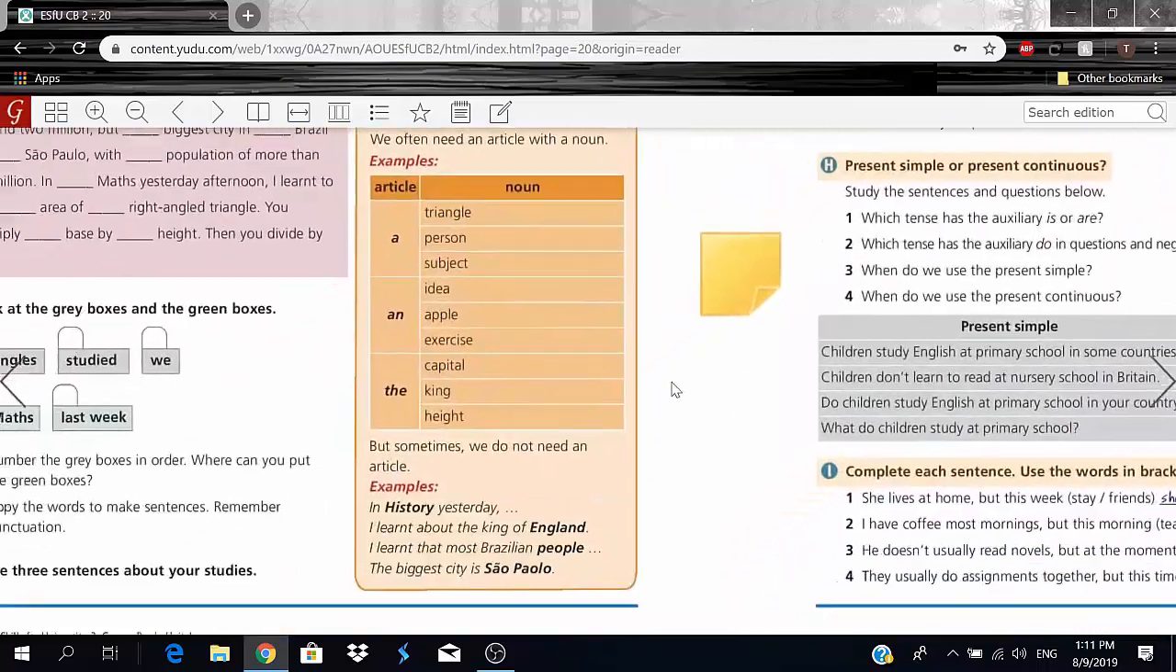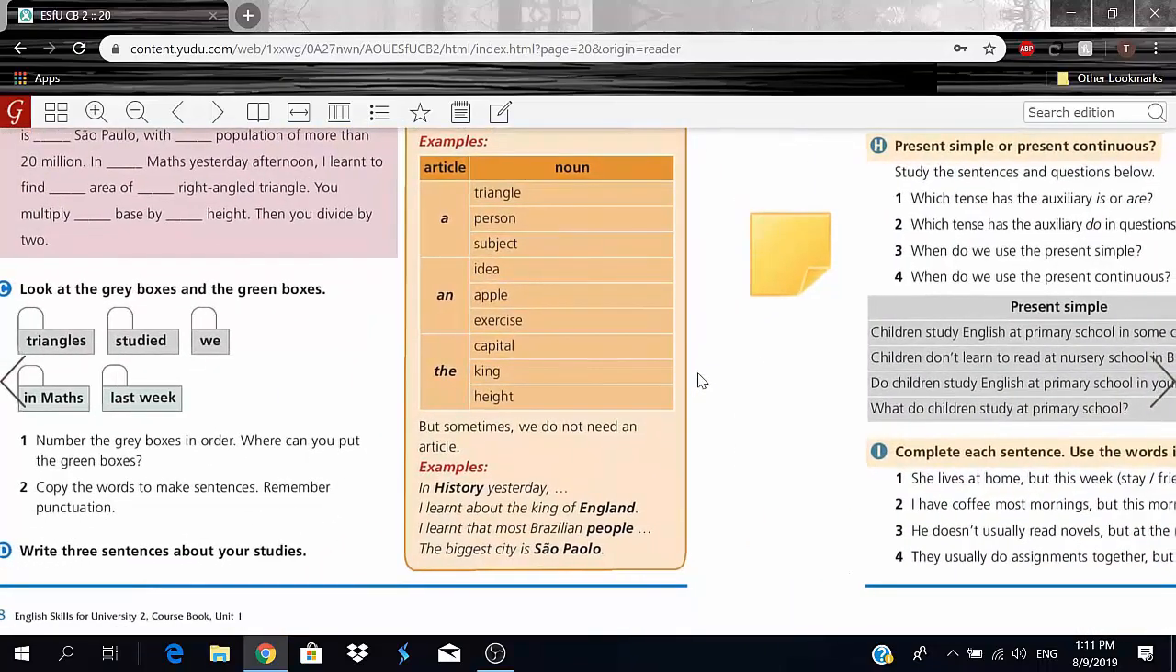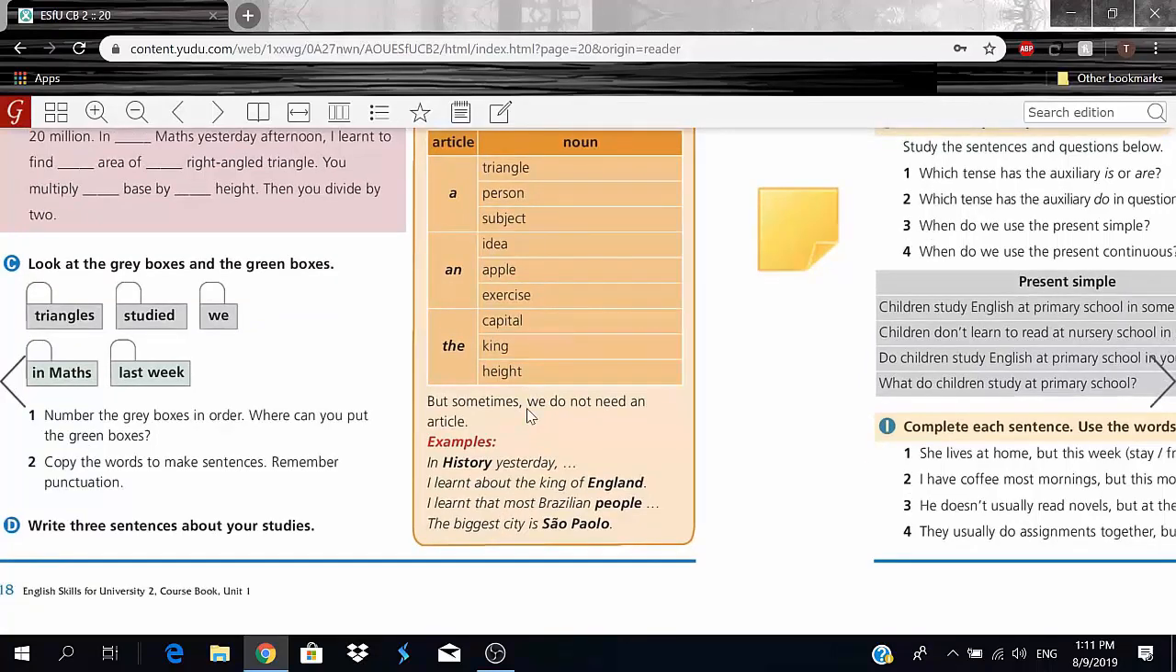Now look at this. Sometimes we don't even need an article, okay? And that's why it said often and not always, you guys. But sometimes we do not need an article. So for example, in history yesterday, okay, I said in history yesterday. I didn't say in the history yesterday. I didn't say in an history, okay? In history yesterday, and keep going.